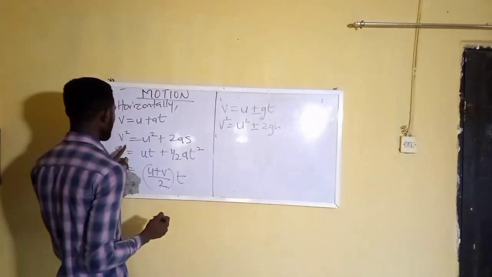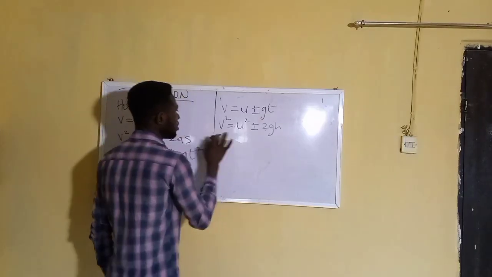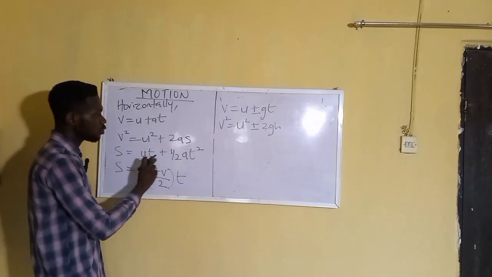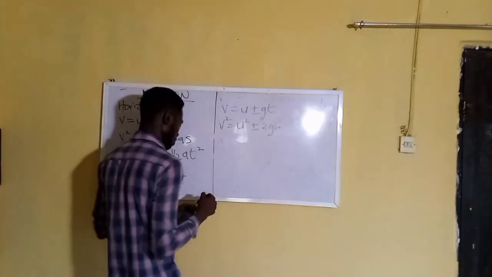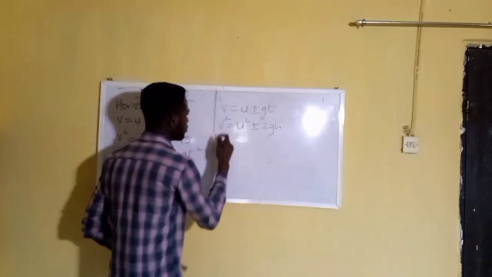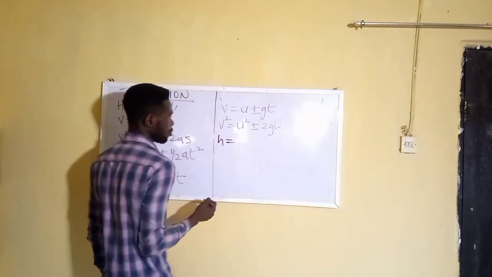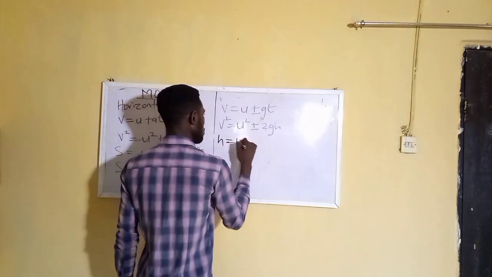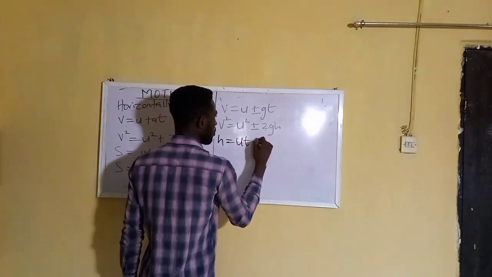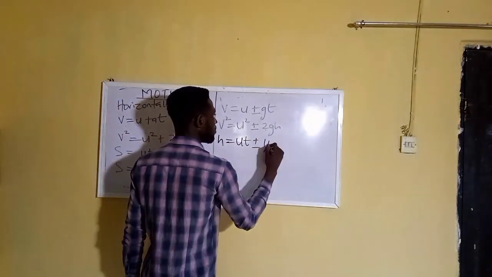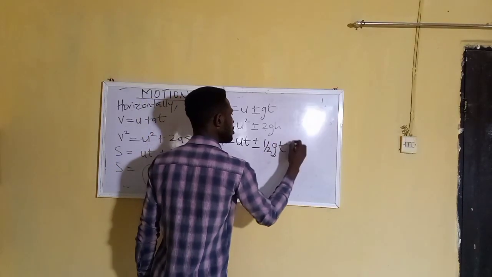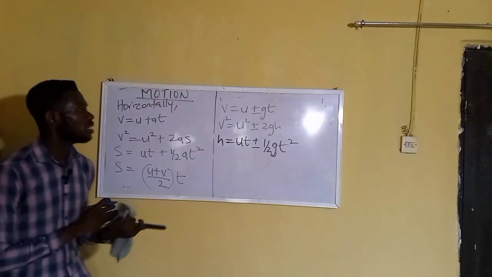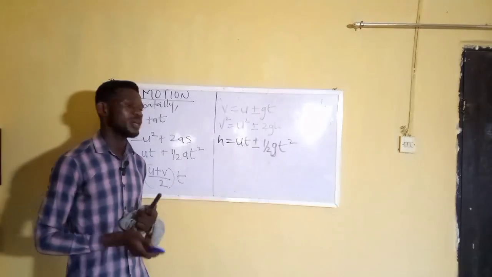Next, you have v squared is equals to u squared plus or minus again 2gh. And the next one, instead of writing s is equals to ut plus half at squared, we'll turn it to h. We turn it to h is equals to ut plus or minus half gt squared.